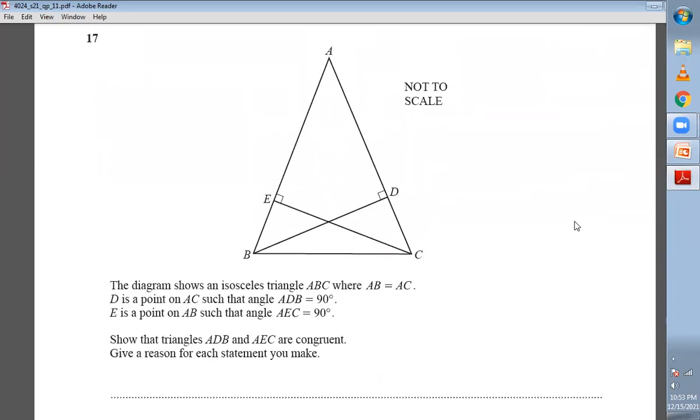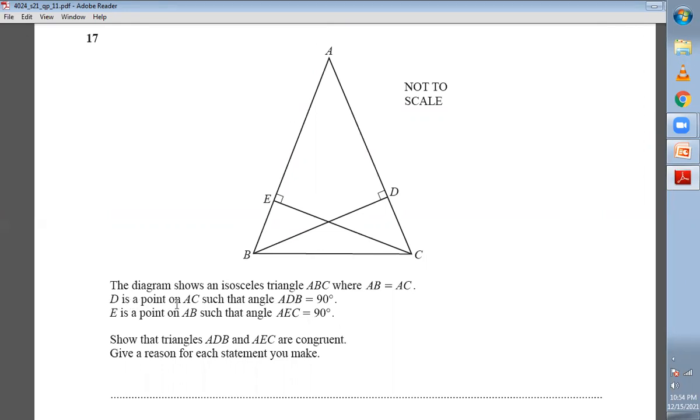Okay, so here we have question number 17. Here we have a triangle. The name of triangle is ABC. And here's this point E and this point D. This angle is 90. This angle is also 90. He says the diagram shows an isosceles triangle ABC where AB is equals to AC. It is given that it's an isosceles triangle. This and this is equal.